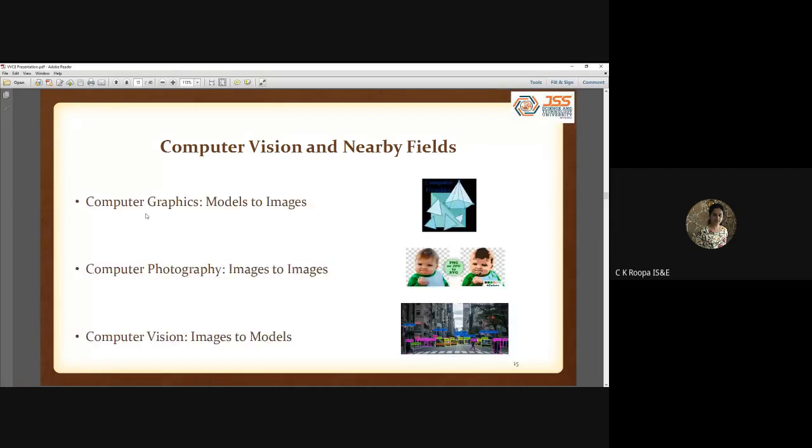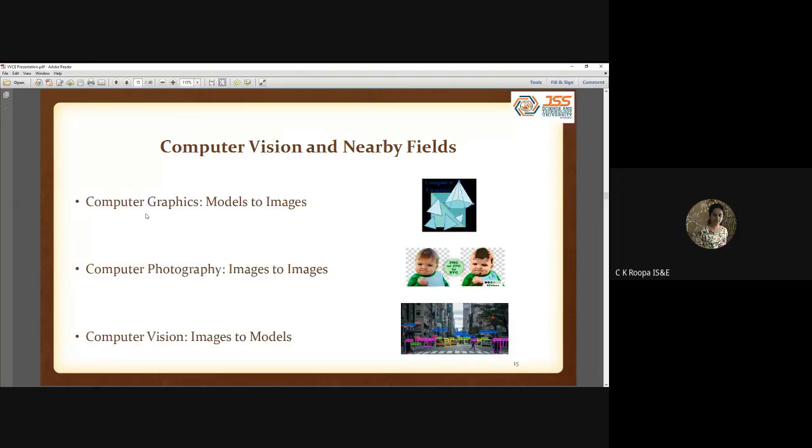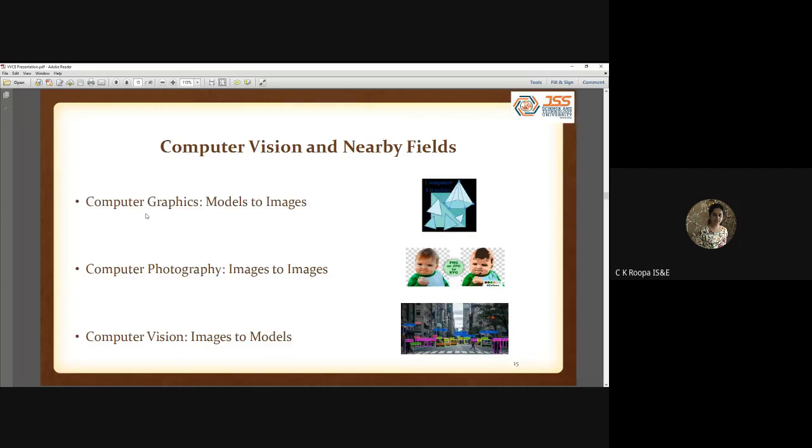For example, take a face recognition problem. You try to model the face by making use of different geometrical features, and then you construct a face by using those geometrical features. That is basically computer graphics. Whereas in computer photography, you give an input as an image and you get an output as an image, where you make some changes to the image that you are handling.